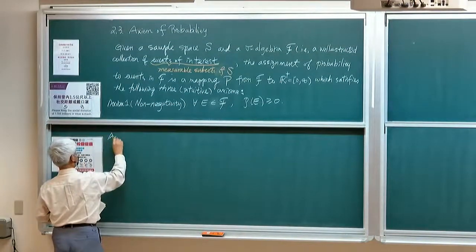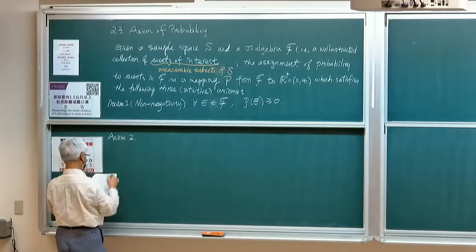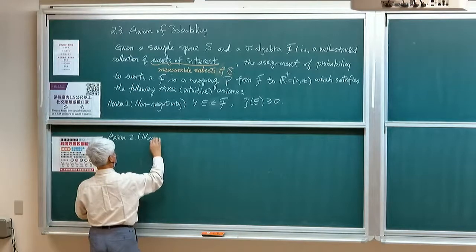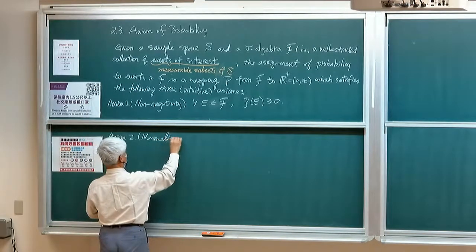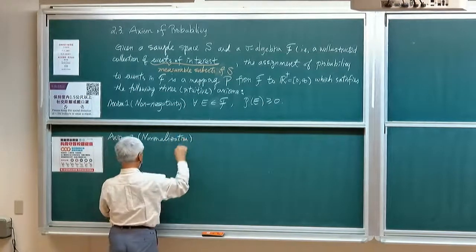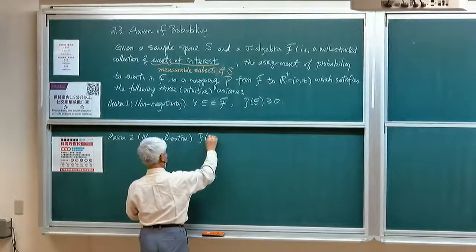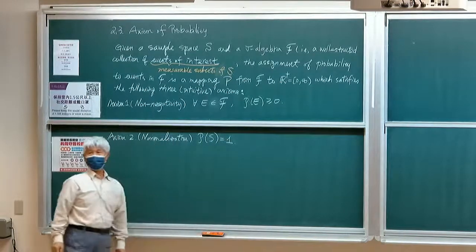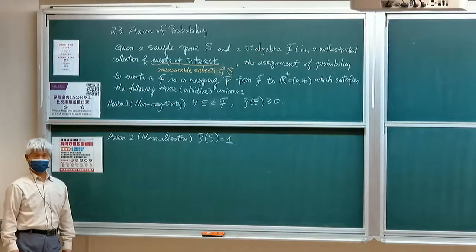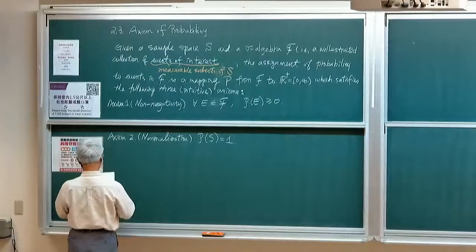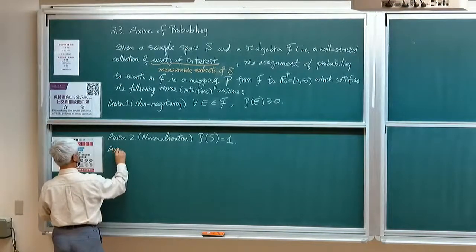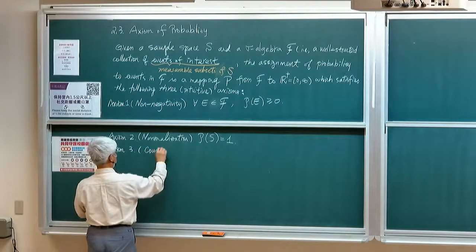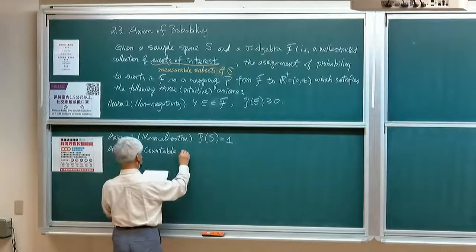Axiom number 2 is called normalization. The probability assignment to the total event should be equal to 1. Okay? The third one, axiom number 3, we call countable additivity.